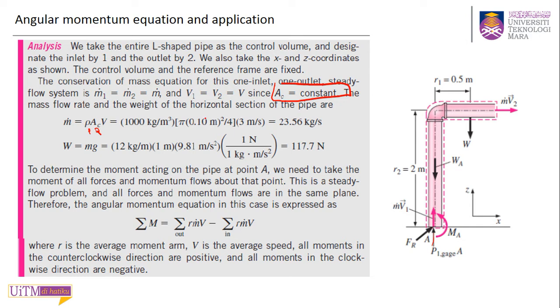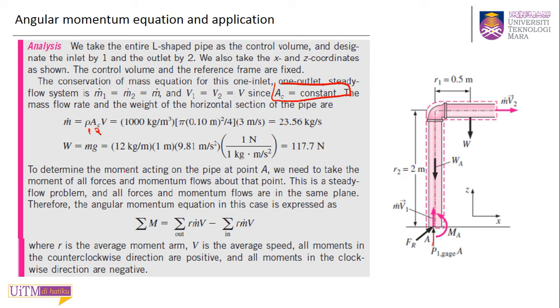So they give you the diameter of the pipe, so you can find the area, pi r squared or pi d squared over 4. In this case, pi d squared over 4. And the V, they give you the velocity is equal to 3, so you can find your mass flow rate, 23.56 kg per second.